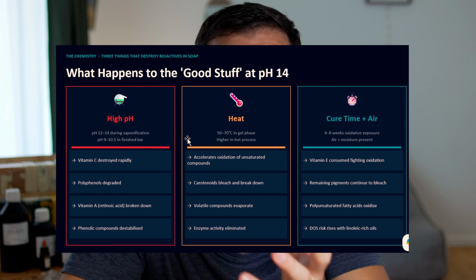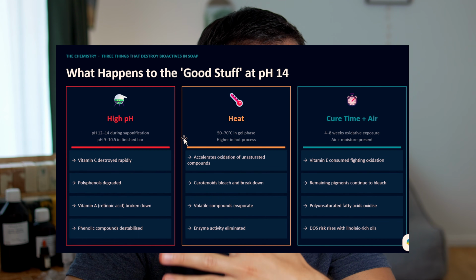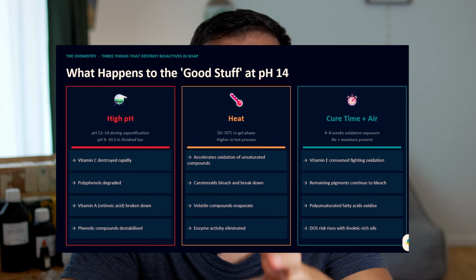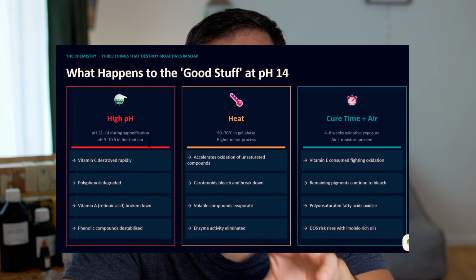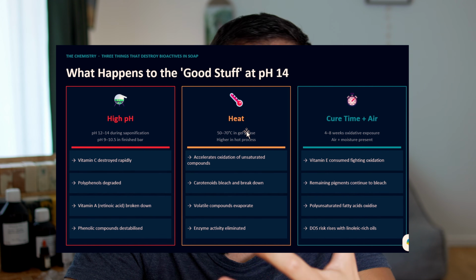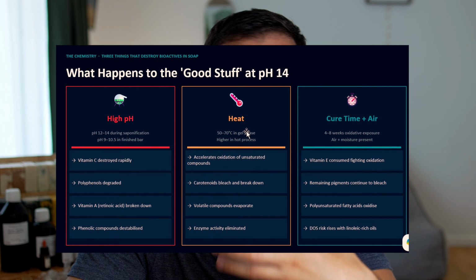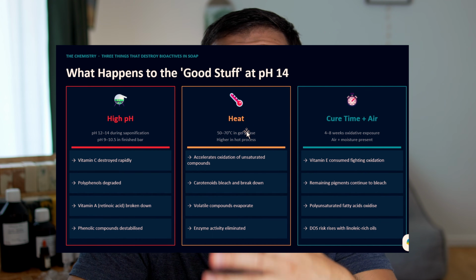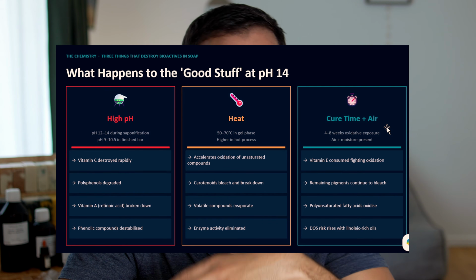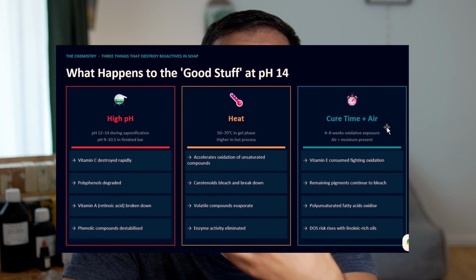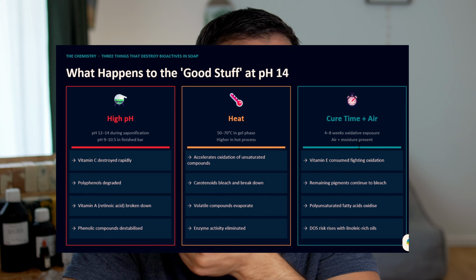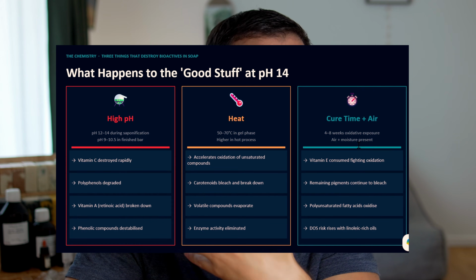So what happens to all of this good stuff? Not only do you have a high pH, so in the start, during saponification, you have a pH of 12 to 14. The finished product has a pH of 9 to 10. At the same time, you have a lot of heat released and a lot of these great compounds get degraded, or if it's a protein, it gets completely denatured in a high heat environment. And then they're also exposed to oxygen during the curing time, which is typically 4 to 6 weeks, and exposure to oxygen leads to more degradation.